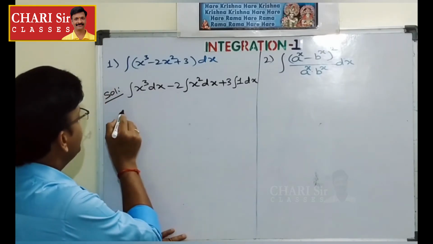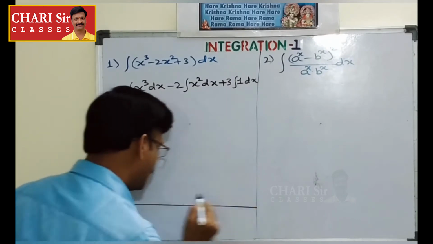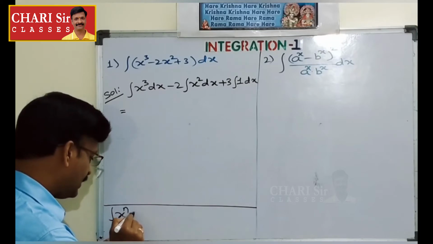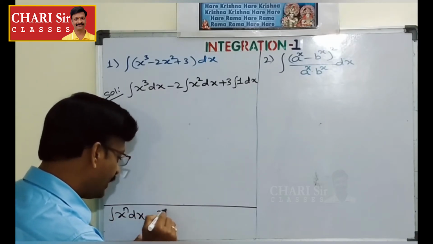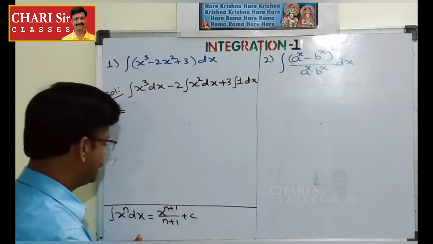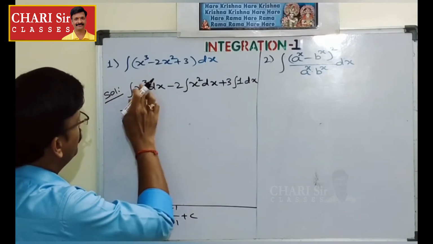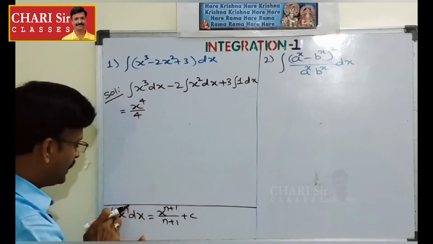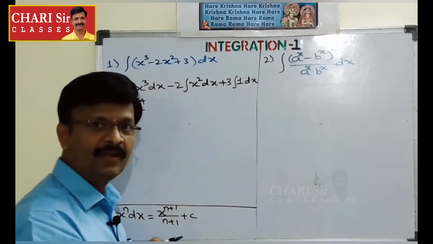Now, x cube integration. For this x cube, what we use here, we can write down the formula. Already I have given this, just recall this: integration of x to the power of n is equal to x to the power of n plus 1 by n plus 1 plus c. So here in place of n, 3 is there. You can write x to the power of 3 plus 1 by 3 plus 1, that is x to the power of 4 by 4.